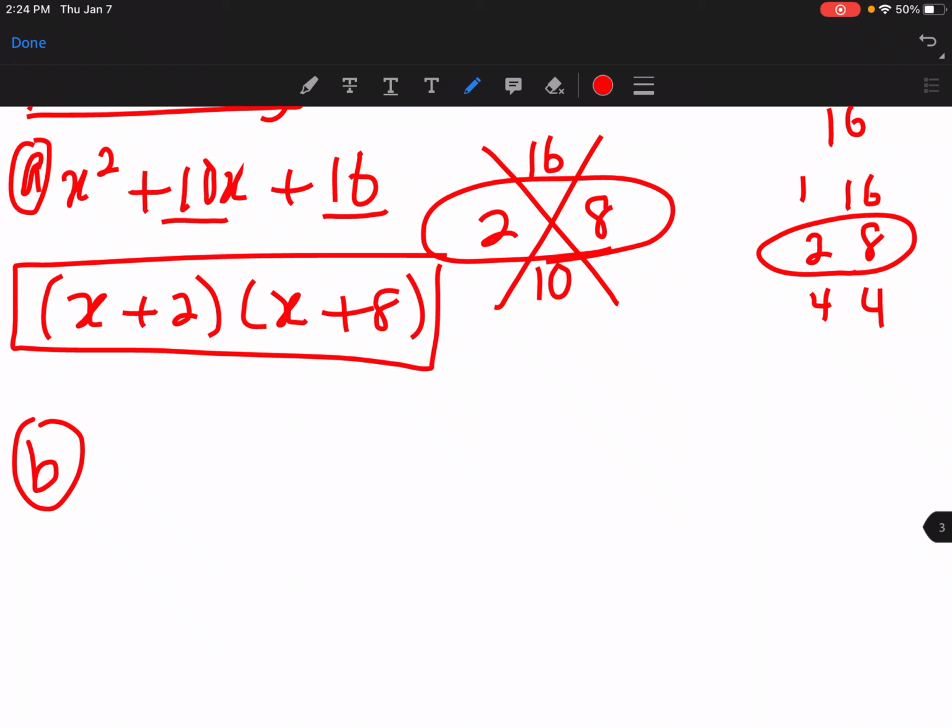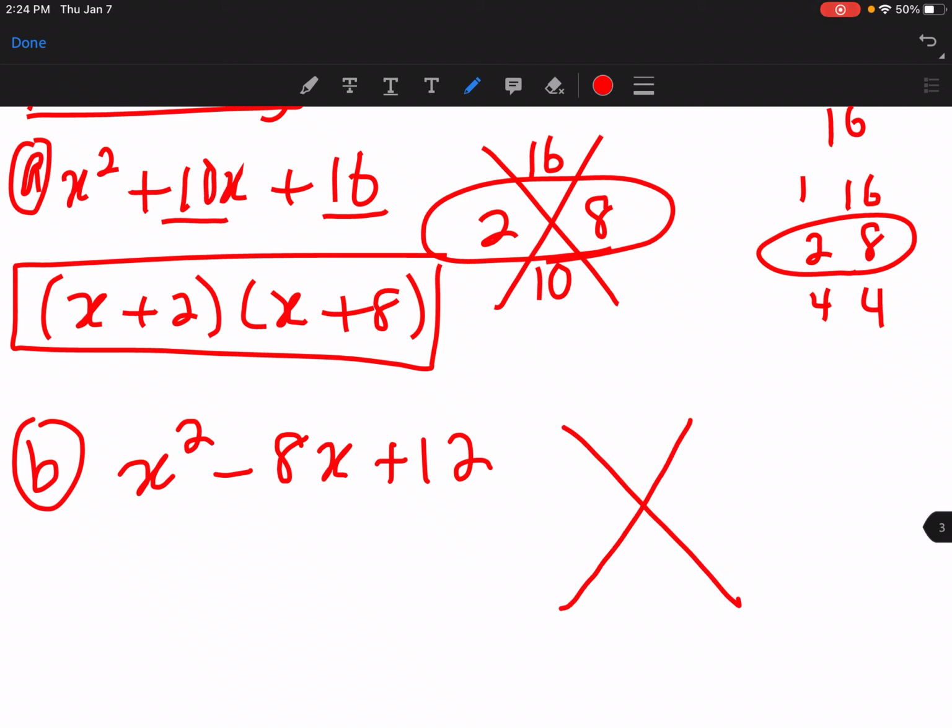All right, let's look at one more. What if we want to look at x squared minus 8x plus 12? I'm going to go ahead and draw my x factor, put 12 here and negative 8. Then again, we're going to look for some factors of 12. I can do 1 times 12, 2 times 6, 4 times 3, or 3 times 4, sorry, and then that's it.